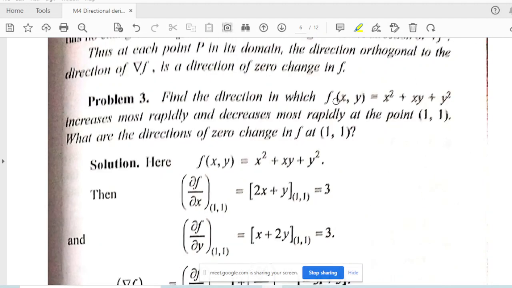Find the direction in which f of xy is equal to x square plus xy plus y square increases most rapidly and decreases most rapidly at the point 1, 1. What are the directions of zero change in f at 1, 1?